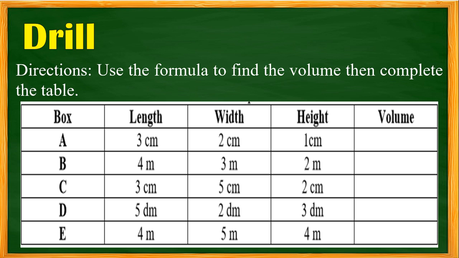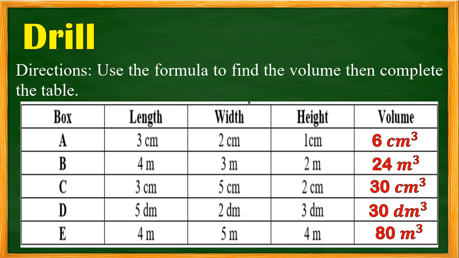In each box, for letter A, we have 6 cubic centimeter. For letter B, we have 24 cubic meter. For letter C, we have 30 cubic centimeter. For letter D, we have 30 cubic decimeter. And for letter E, it is 80 cubic meter. So I hope you got the correct answer. I hope you already master how to find the volume of the rectangular prism.